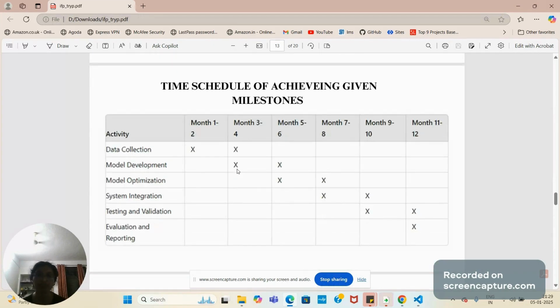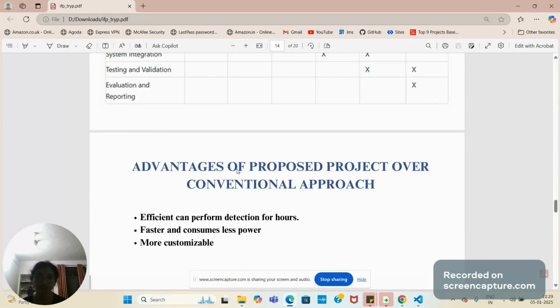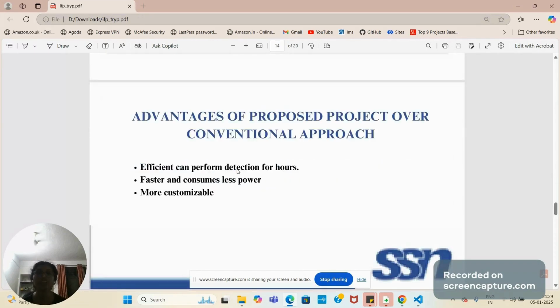This is the time schedule for achieving the different milestones. So, what exactly are the advantages of the proposed project over the conventional approach? Efficient, and it can perform the detection for hours.